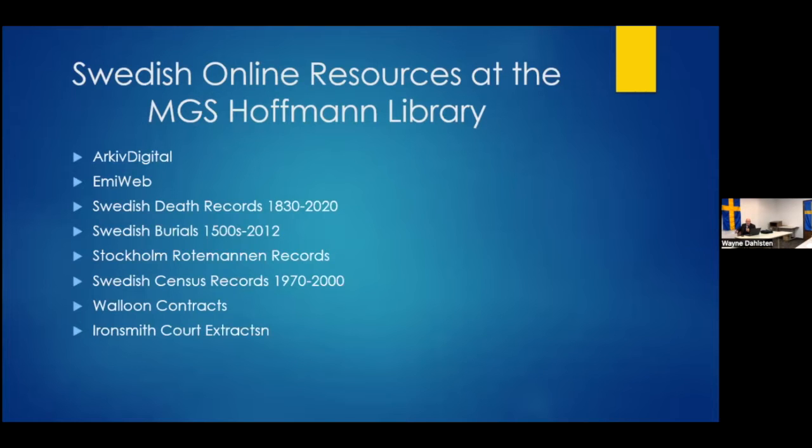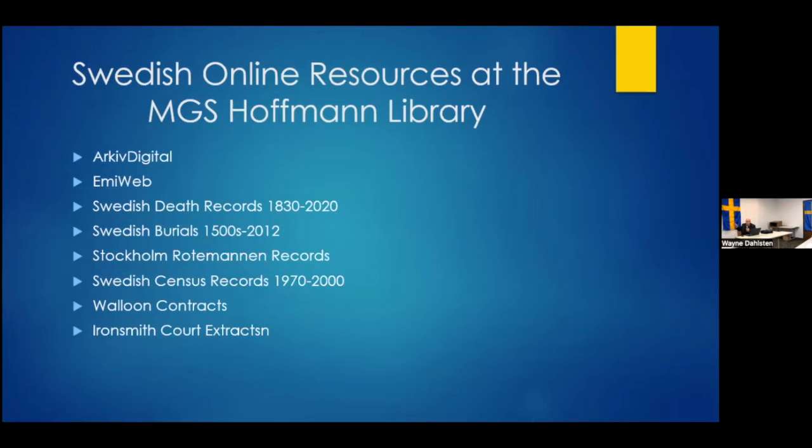Swedish census records. There are Swedish census records going from 1860 up to the year 2000. That's 2000. So you can actually get census records if you're trying to find relatives over there. It's only 22 years ago that you'll be able to find where they were living. So this is a great resource to find current Swedes.